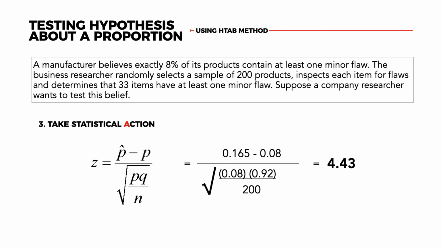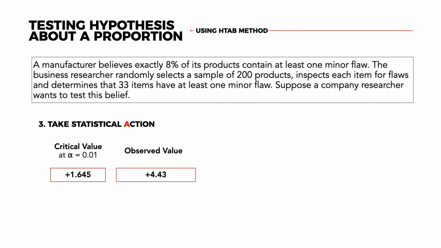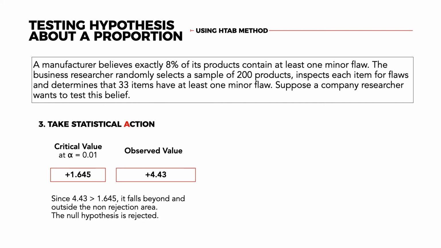And so now let us take the statistical action by comparing our critical value and our observed value. Remember that our critical value at alpha equal to 0.01 is positive 1.645, and the value that we have computed, or the observed value, is 4.43. Since 4.43 is greater than 1.645, it falls beyond and outside the non-rejection area. Thus, the null hypothesis is rejected.